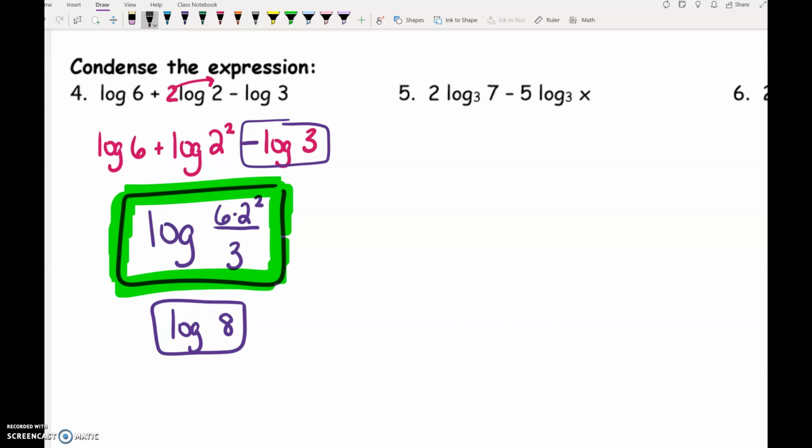Okay, number 5. First thing we need to do is look at the numbers in front. So this 2 was originally an exponent. The 5 was originally an exponent. So we have log base 3 of 7 squared, and we have log base 3 of x to the 5th.